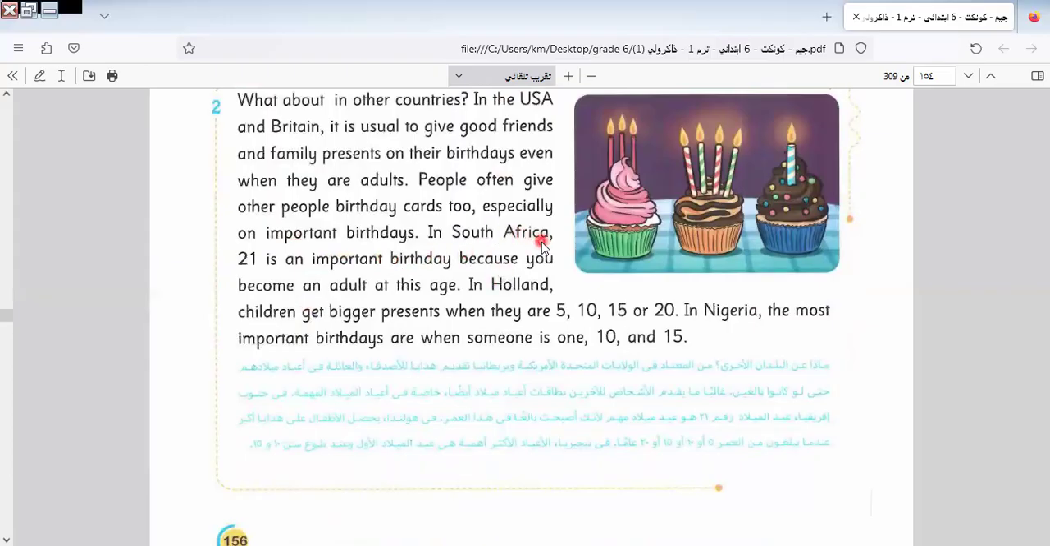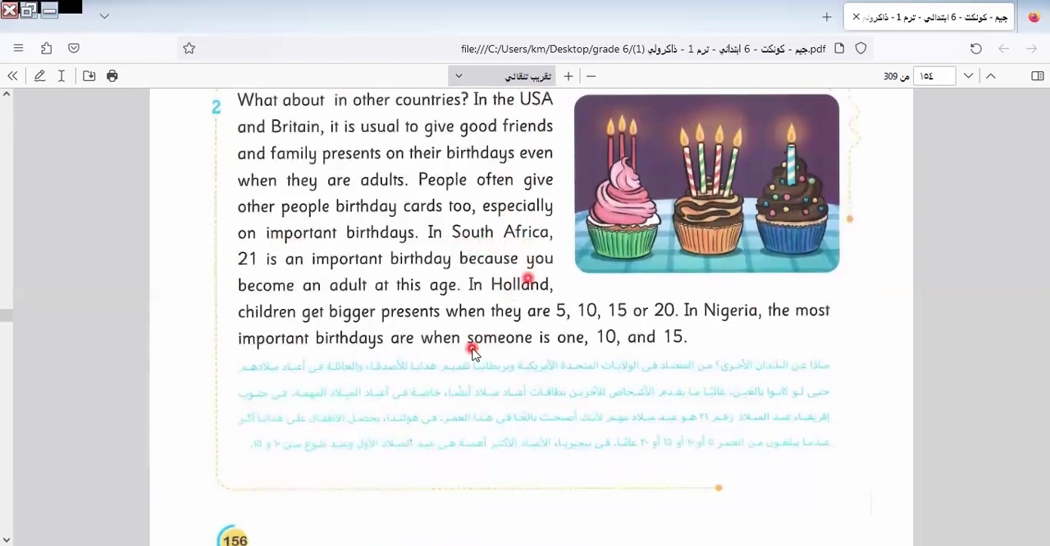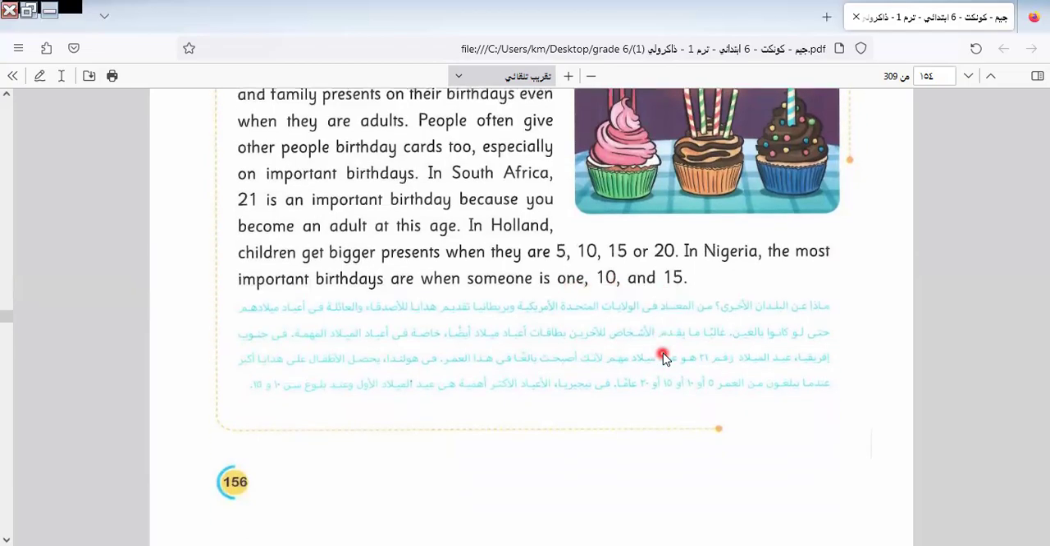So here we know the birthday in USA and Britain, and here we know birthday in South Africa. 21 is an important birthday. Why? Because you become an adult at this age. In Holland, children get a present when they are 5, 10, 15, and 20. In Nigeria, the most important birthdays are when someone is 1, 10, and 15.